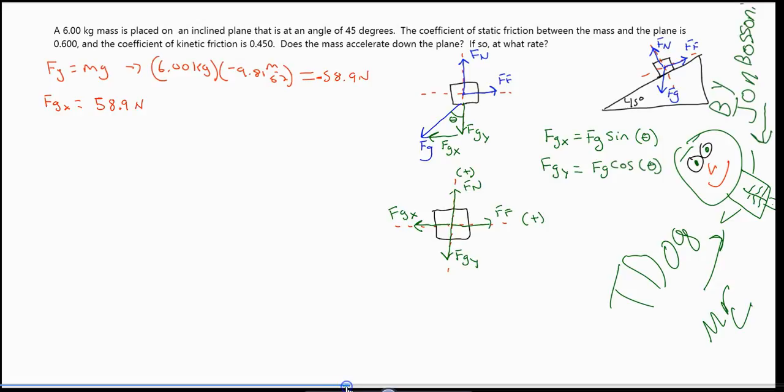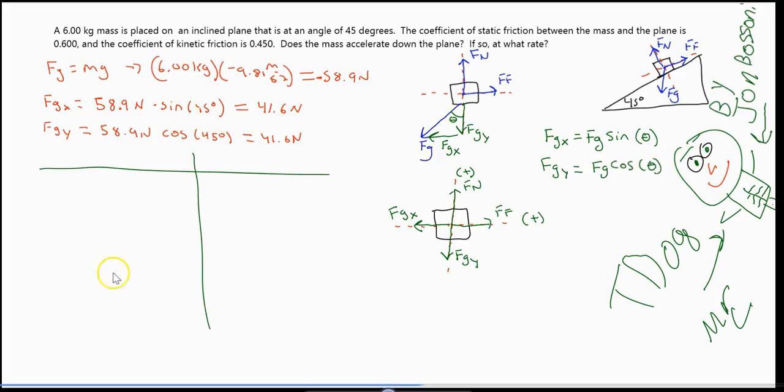So 58.9 newtons times sine of 45 degrees. And right now I'm just looking for a magnitude, so I didn't put a negative sign. It doesn't really matter. I'm going to assign my direction later. I find 41.6 newtons. I think you already know that because we are at 45 degrees, we're going to find the same magnitude in our x direction as we do in our y direction, because a 45-45-90 triangle has two sides of the same length, and sine of 45 and cosine of 45 are the same thing. So now we can break this up into our x and our y.